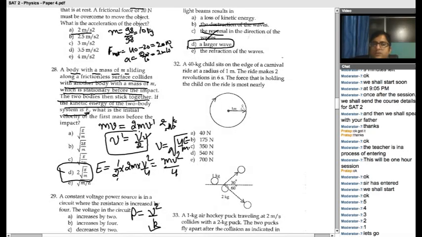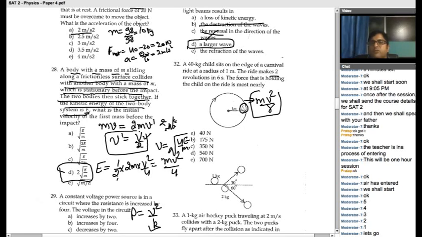Yeah. Now 32. See, in this case, a 40-kilogram child sits on the edge of a carnival ride, which is at a radius of 1 meter. The force that is holding the child on the ride is most nearly. See, this force is nothing but mv square by r. So that is the centripetal force.